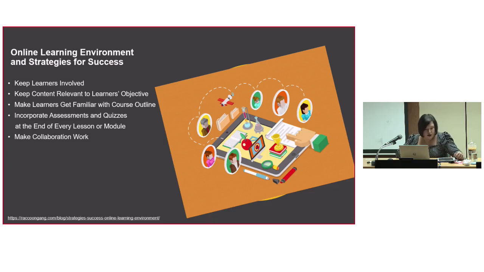And the last one is to make collaboration work, which is a strategy for the online learning environment. Make collaboration work; student involvement is key to having a successful online learning program. One of the most commonly used methods is to improve interaction among learners with a PLC, or professional learning community.